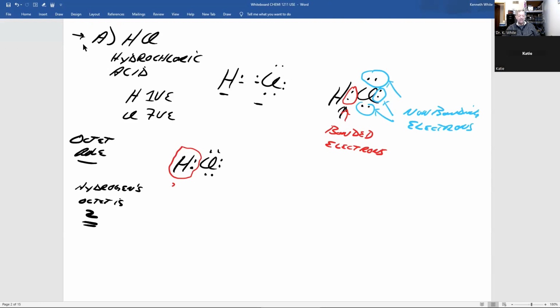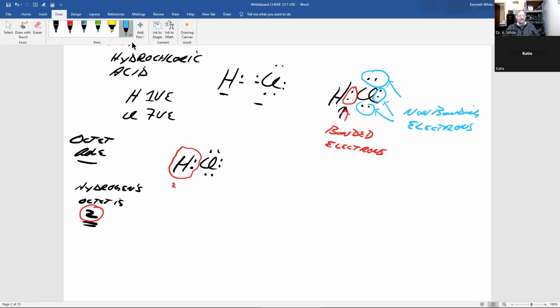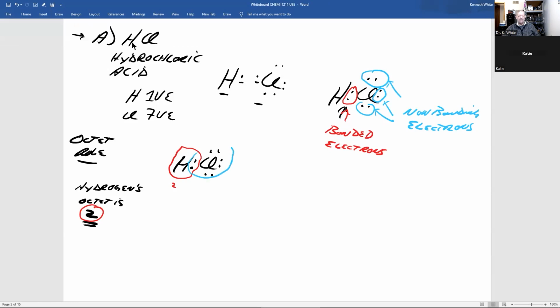hydrogen has 2 valence electrons. Its octet, remember, is 2. But if we look at the chlorine here, how many dots do you see in that blue circle? 2, 4, 6, 8. An octet.